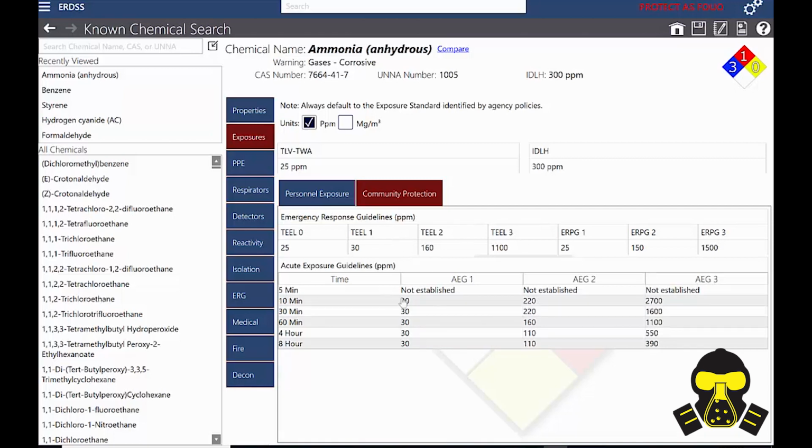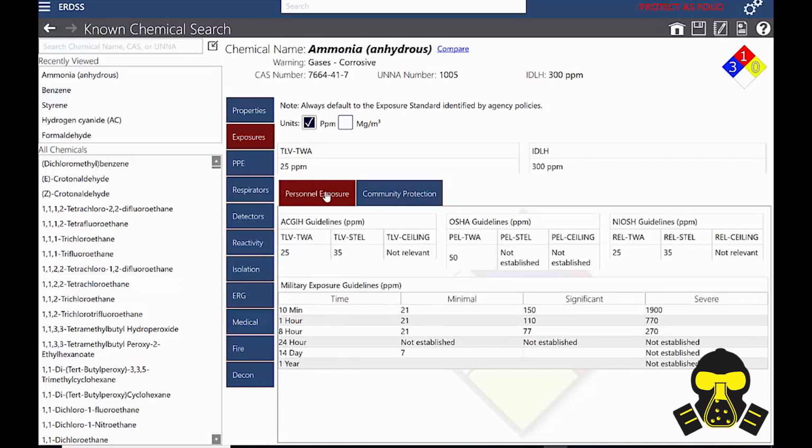So this is all about protecting your community, and personnel is about protecting your operators on the scene. And that's where the numbers are. If for some reason you want to compare things in milligrams per cubic meter versus parts per million, just click on the button and it'll automatically calculate everything for you. So you're not trying to do calculations on scene.